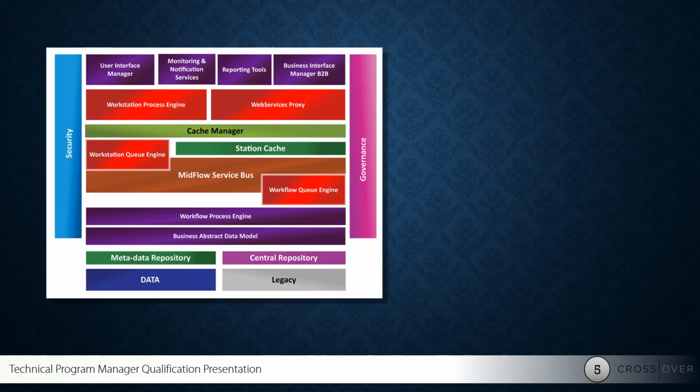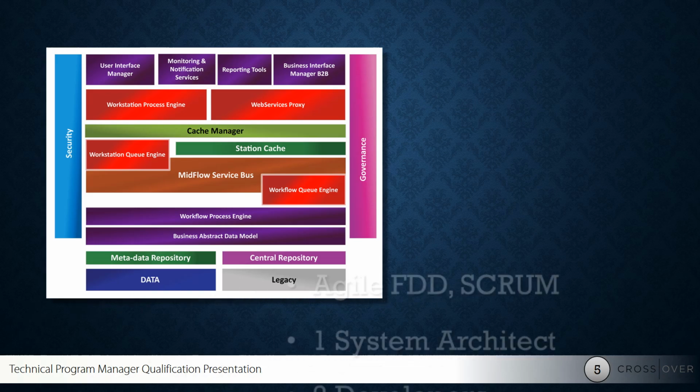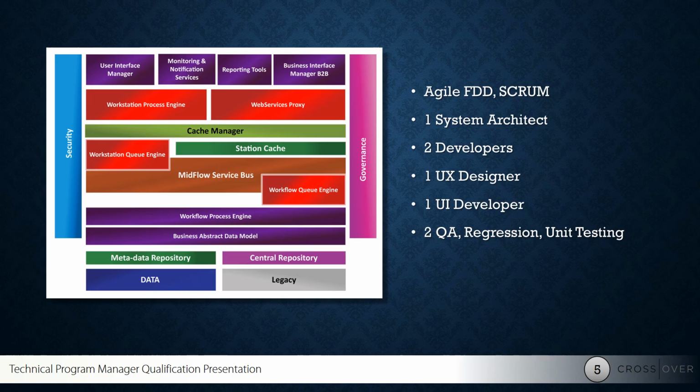Just to give you an idea of Midflow, this is Midflow's architecture. As a developer model with agile, feature-driven development, scrums, sprints, and iterations for rapid delivery. The development team is relatively a small one: a system architect, two developers, one user experience designer, one user interface developer, and two quality assurance engineers for regression and unit testing.